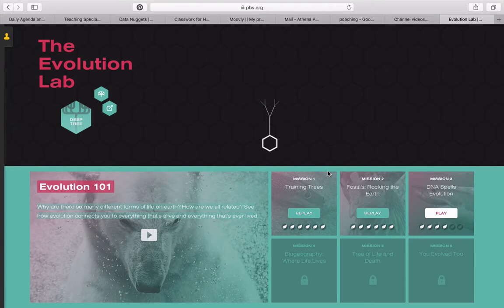The whole point of these is to show how organisms are related to each other. How recent was their common ancestor? How distant do they have ancestors? How closely are they related?